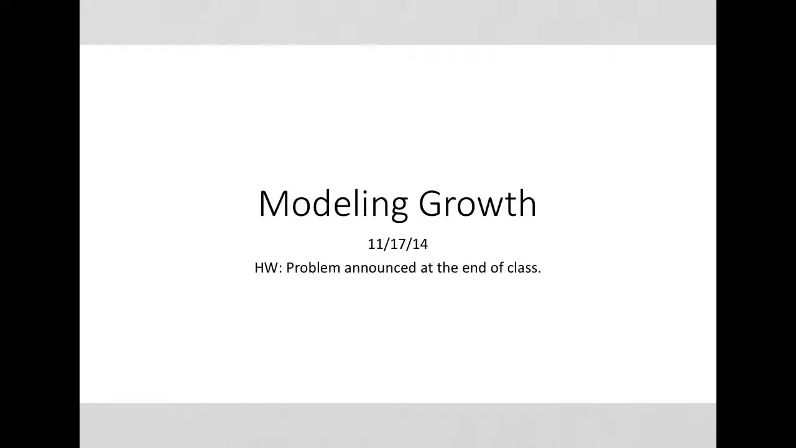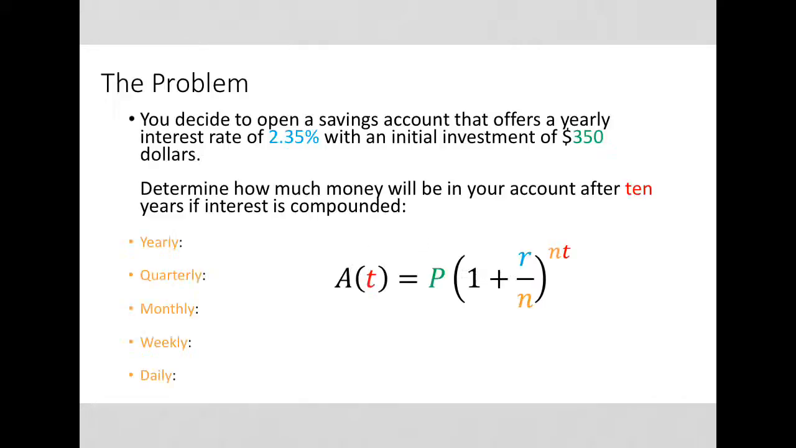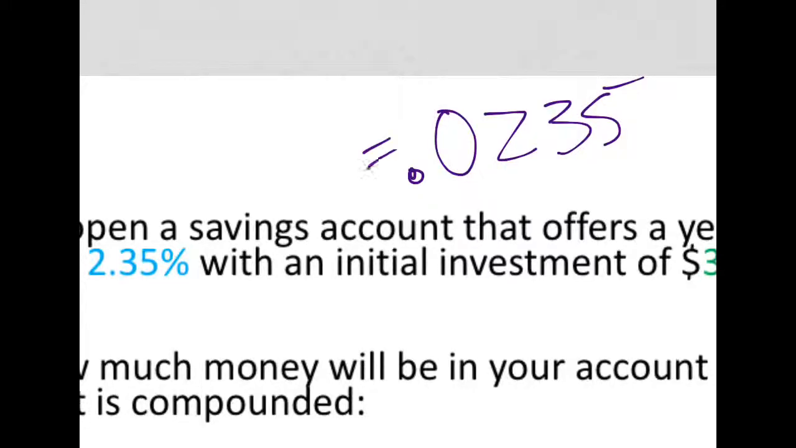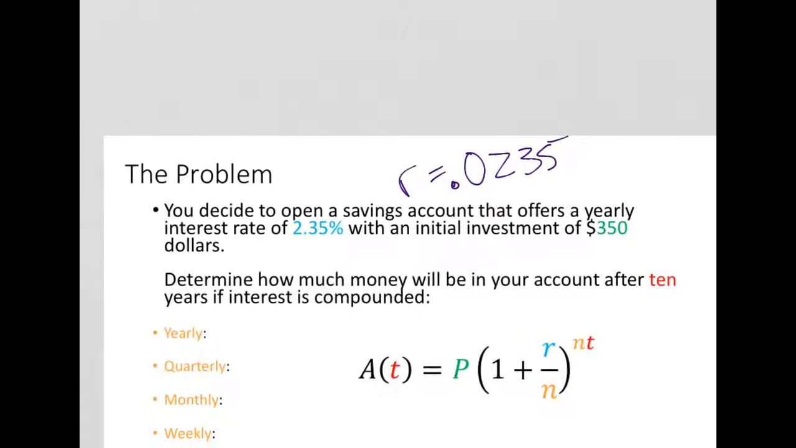Hello folks, today we're going to talk about modeling situations with exponential functions. So let's take a look at this problem. We are saying that we're going to open a savings account with an interest rate of 2.35%, which I'm going to go ahead and write as 0.0235 for my interest rate R.